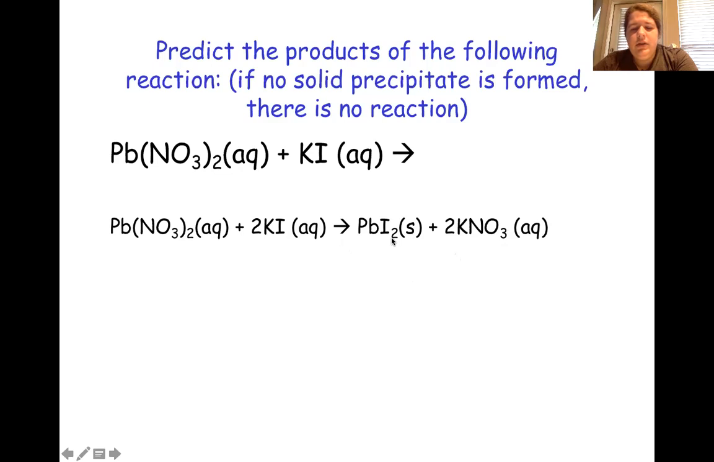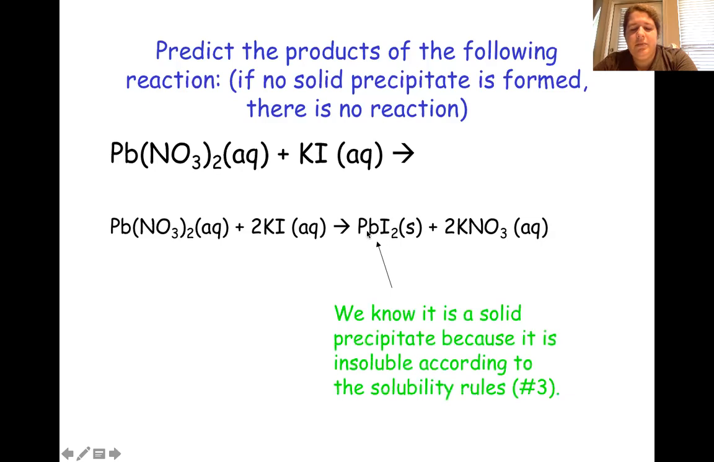Iodides are usually soluble. However, if you look at our different rules, iodide is not going to be soluble if you pair it up with lead. Okay, so that's an issue. If it's not going to dissolve, it's going to be insoluble. It's going to form a precipitate. So we're going to put an S by it because it's going to be a solid. It's not going to be soluble in solution. So that lead is what messes it up. Okay, and that's according to rule number 3, because lead is not soluble when paired with iodine.